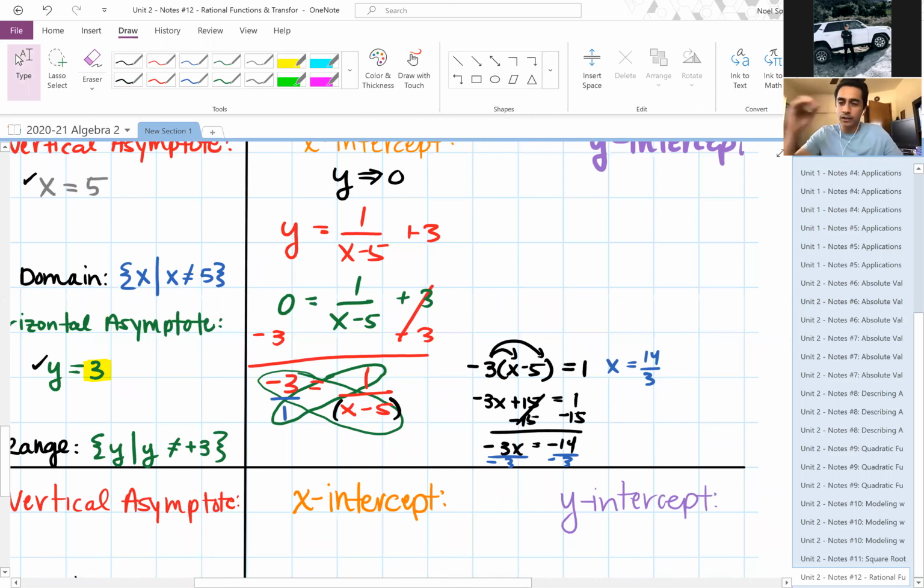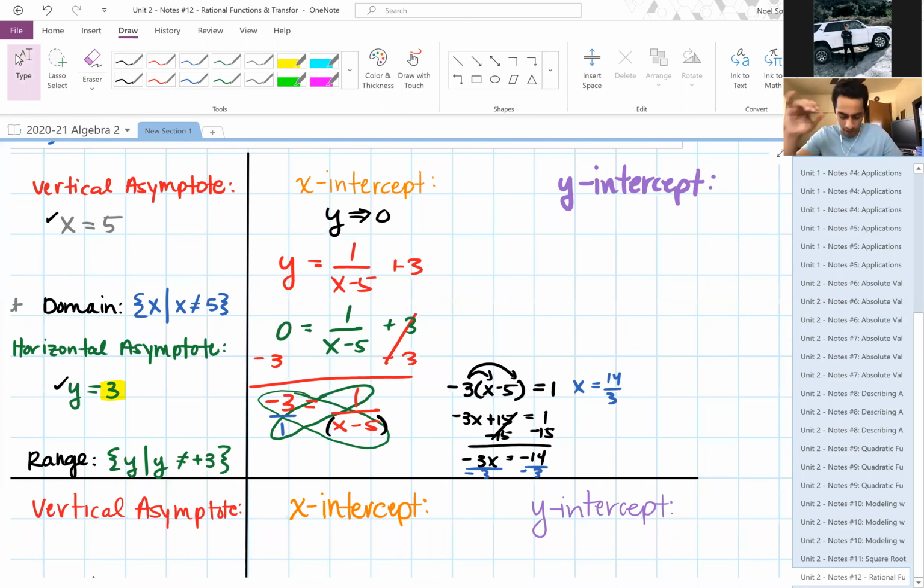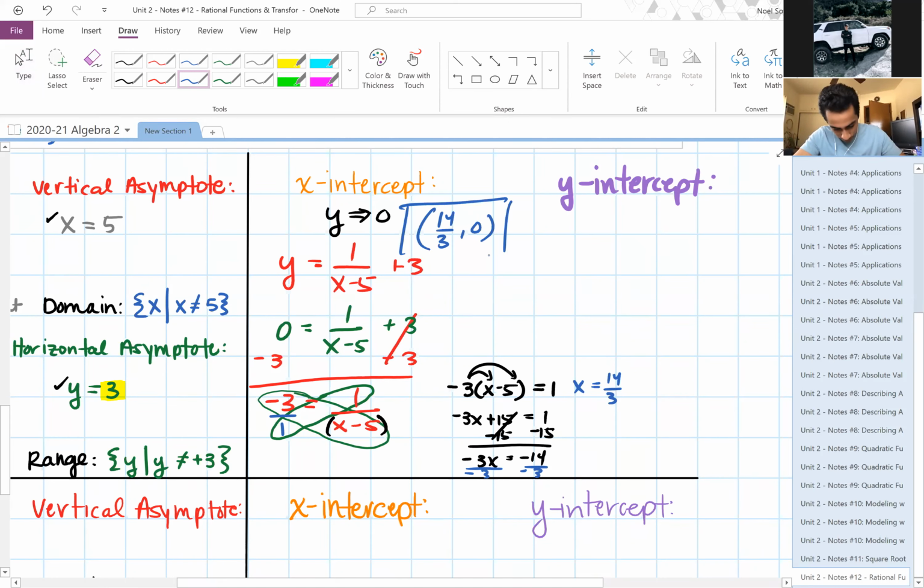Now, I continue to see this mistake on tests and quizzes: you're giving me the value of x only, but you're not answering the question, which is what is the x-intercept? The x-intercept must be written as a coordinate point. So the coordinate point for this would be 14 over 3, comma 0. This is the solution that I should see. A lot of you are just giving me the x value, and I've been trying not to take off any points for that, but you need to remember that this should be represented as a coordinate.